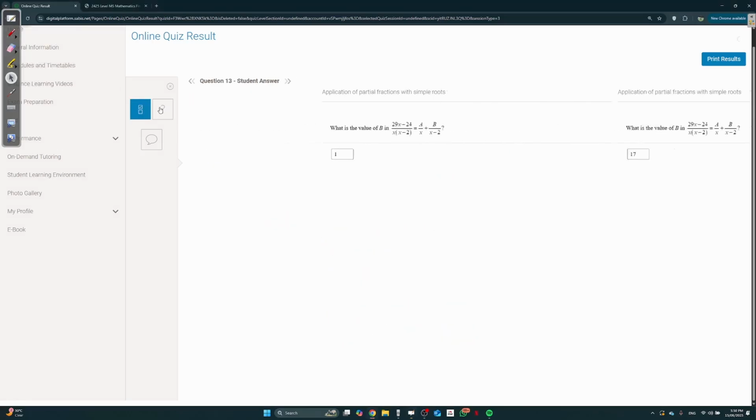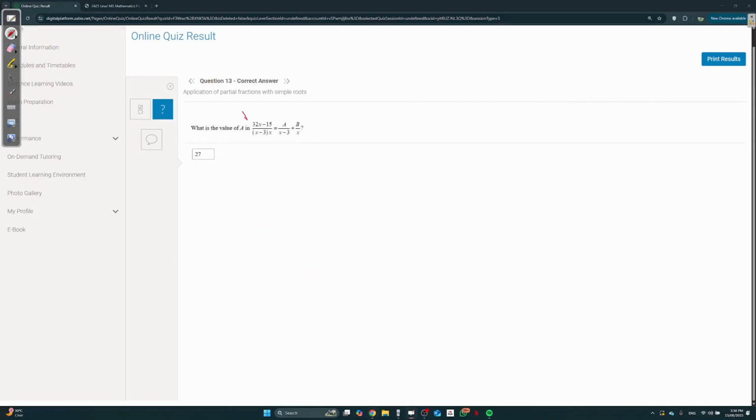Question 13. What's the value of a? Same thing, same type of question. Let's do it, yalla. First thing you check is the degree. Degree up is less than degree down, so it's very easy. Up it's 1, down here it's 2, because x times x is x squared. So degree is easy, done. Is my denominator fully factored? Yes, it is. So let's start splitting, right?